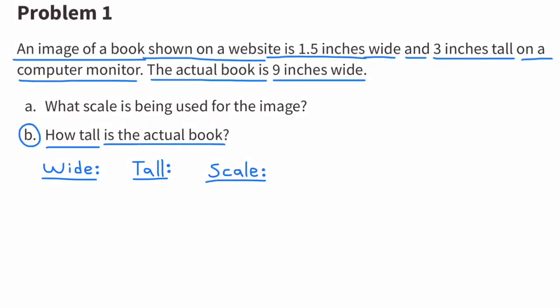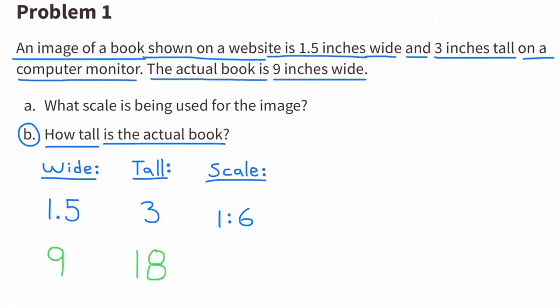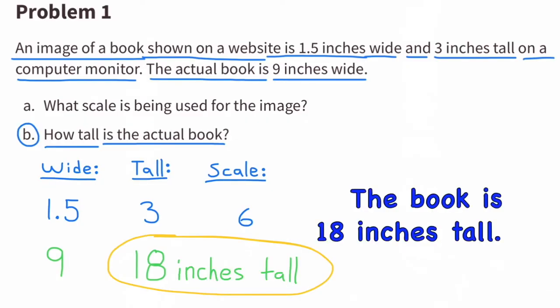I'm going to use the information they provided. For the scaled copy on the computer monitor, the width is 1 5/10, the height is 3, and the scale is 1 to 6. Using the scale, we can determine the width and the height. 1 5/10 times 6 equals 9, and 3 times 6 equals 18. The book is 18 inches tall.